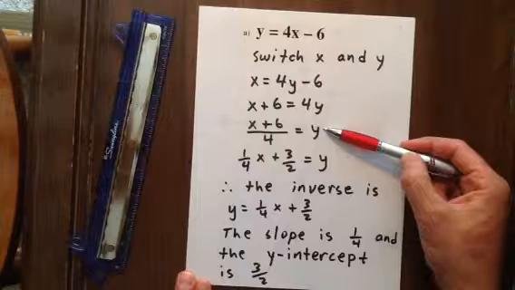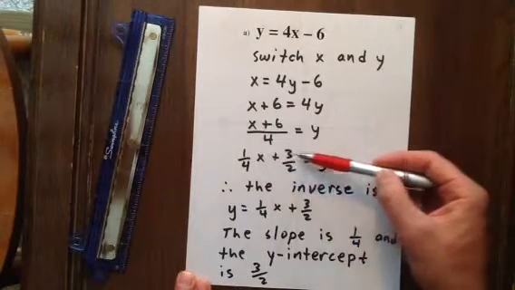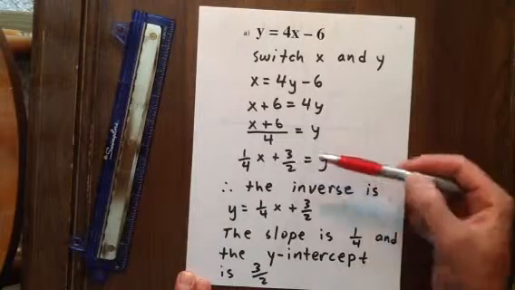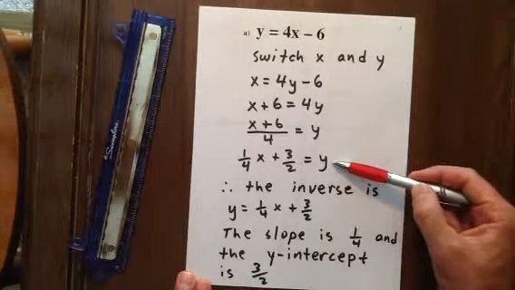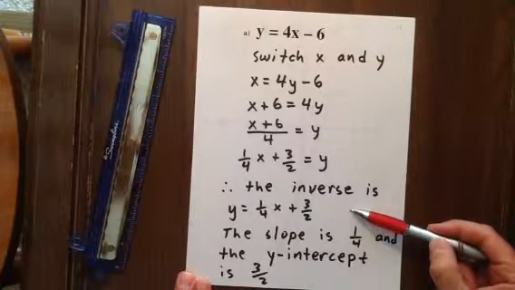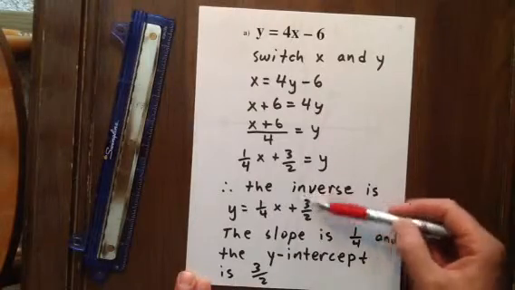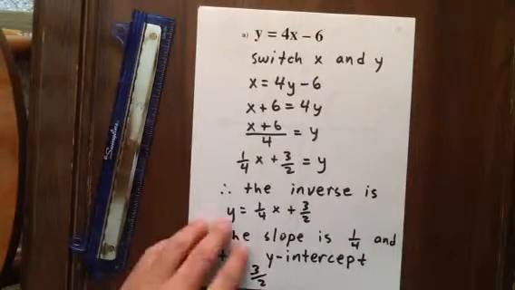Now, since we have y equals (x plus 6) over 4, we can determine the coefficient of x and the constant term, which is the y-intercept, and we get y equals 1/4 x plus 3 halves, so that's our inverse. And we can see that the slope of the inverse is 1/4, and the y-intercept of the inverse is 3 halves.